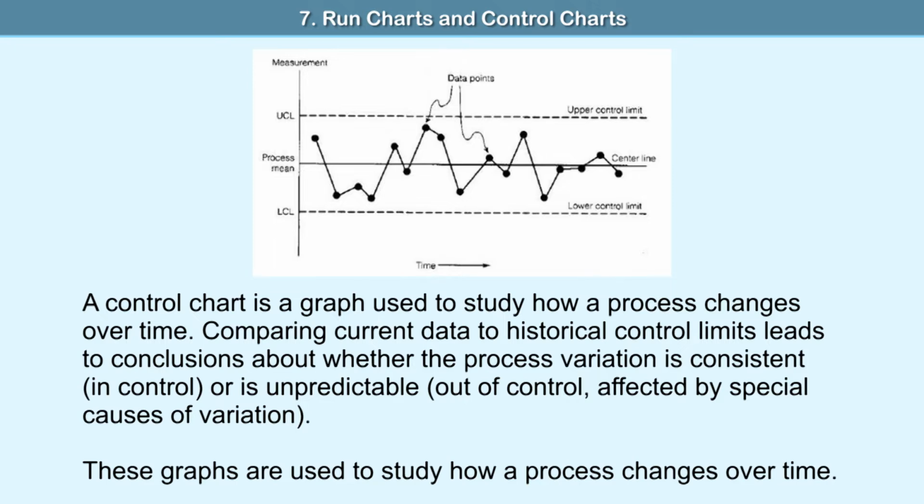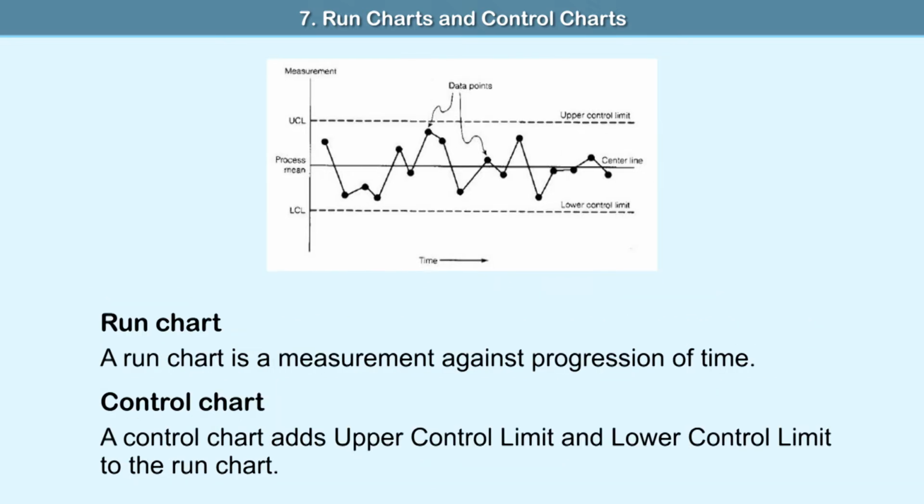Graphs used to study how a process changes over time. So these are the graphs that are used to study how a process changes over time. The run chart is a measurement against progression of time. A control chart is when you add an upper control limit and a lower control limit to the run chart.